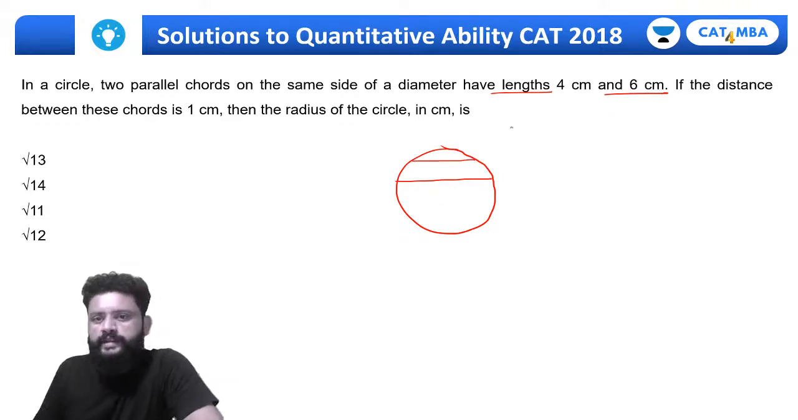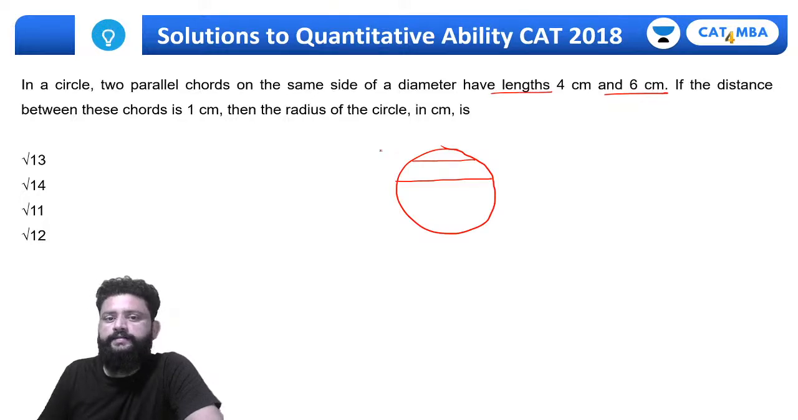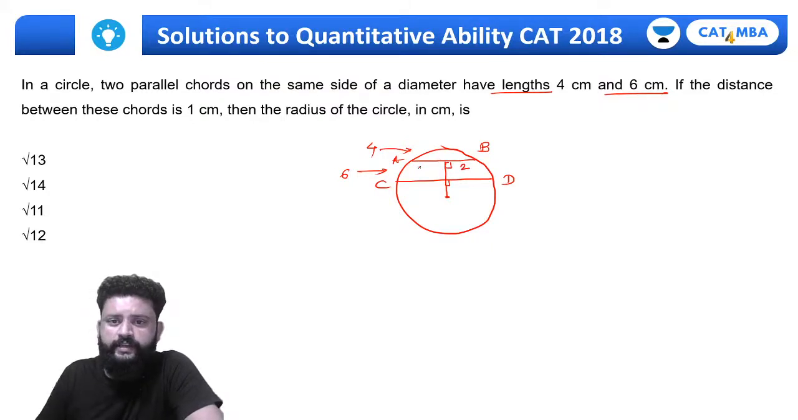One chord is of length 4 and the other is 6. We call them AB and CD. Take the center and draw a perpendicular from the center, which will definitely divide the chord. This is 2, this is 2. That's the property of a circle. This is 3, this is 3.